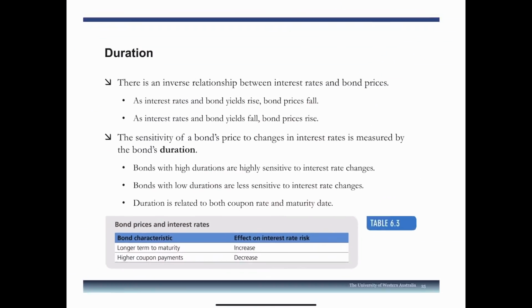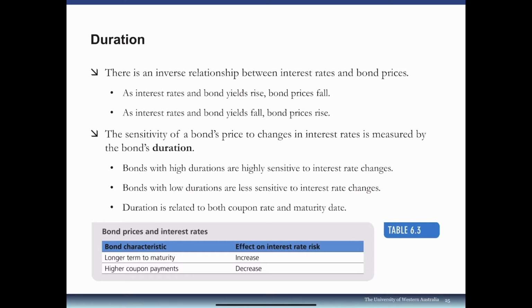All right. So now we talk about, or briefly cover, duration. So here, duration means that there is an inverse relationship between interest rates and bond prices. As interest rate, which is yield to maturity, rises, bond price falls. As interest rate falls, bond price rises. And the sensitivity of bond price to changes in interest rate is measured by the bond's duration. So in your future unit, you will have a proper definition for duration.